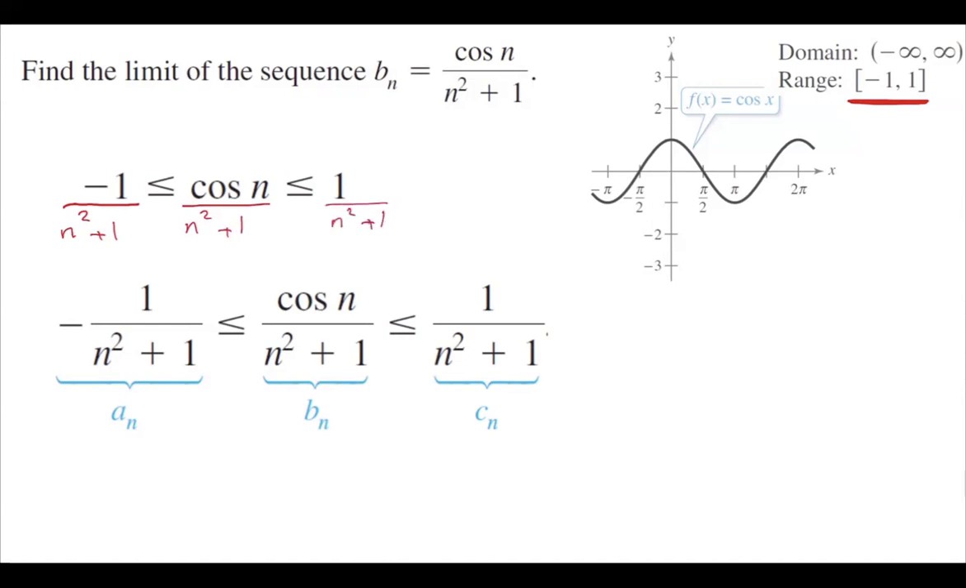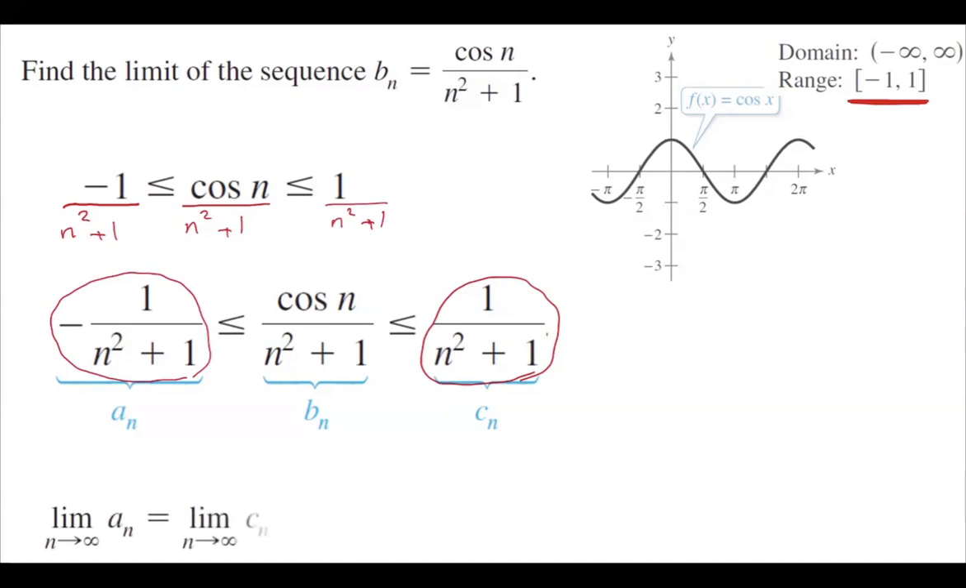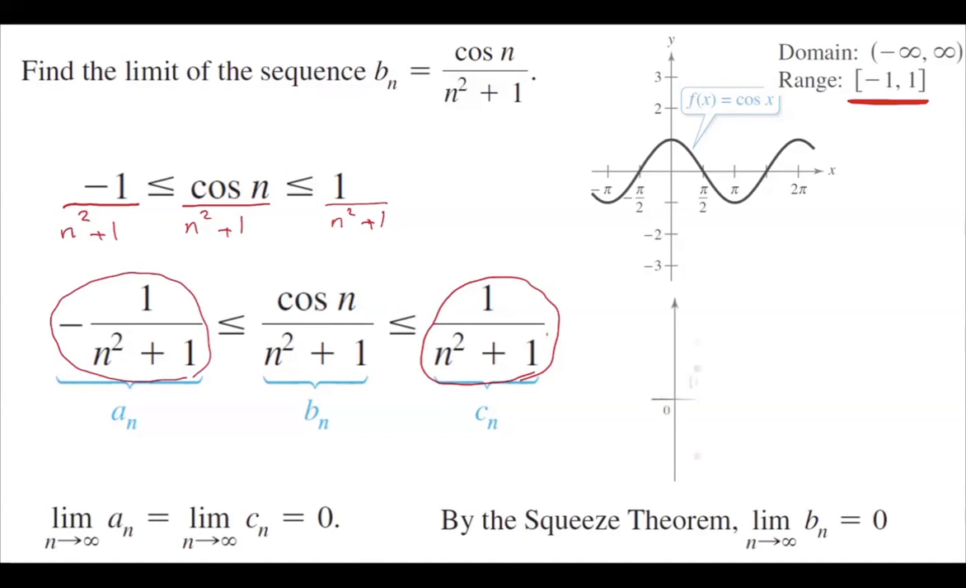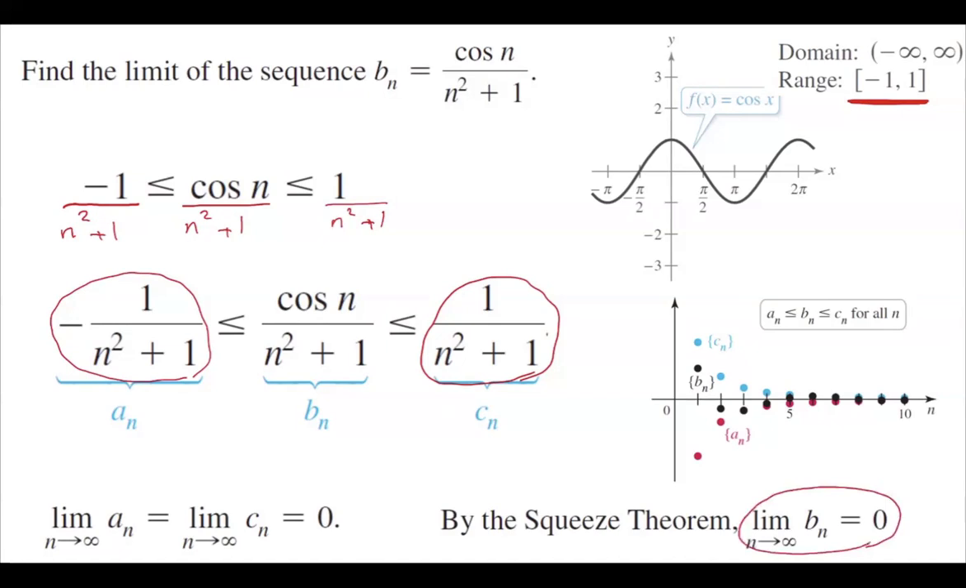So now you have two functions or two sequences that you already know how to deal with. If you take the limit of an, it is equal to 0. It is equal to the limit of cn, which is also 0. By squeeze theorem, you can for sure say that the limit of the middle function must be equal to 0. So the limit of this function, cosine n divided by n squared plus 1, is indeed equal to 0. So it is convergent.